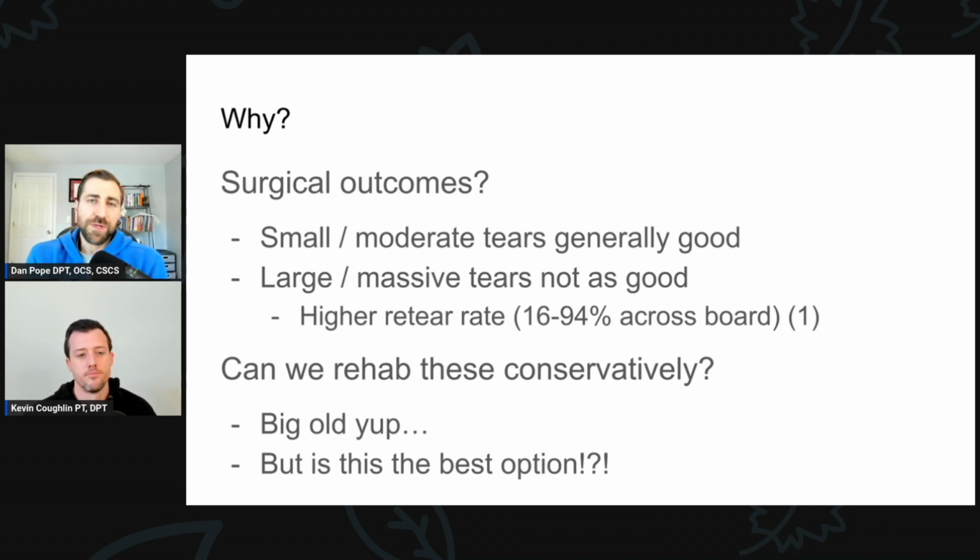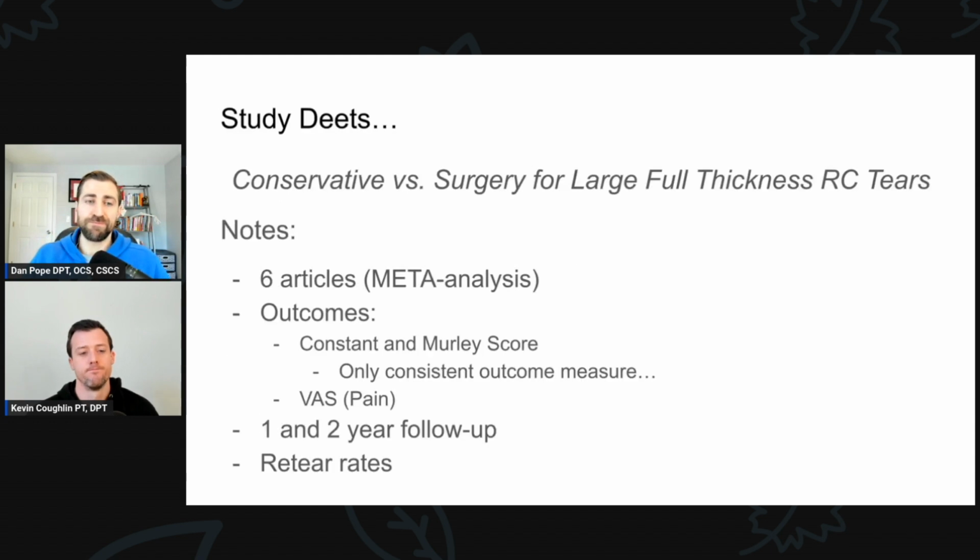So the question becomes, can we rehab these conservatively? And after that, should we? And I think the answer to that is a big old yup. From rotator cuff tendinopathy, so let's say you have no tear, you just have some tendinosis, tendinopathy, up to partials, to full thickness, to massive, to fully retracted, we know that physical therapy works for all of those tears, right? But I think, like we were just talking about, is this the best long-term outcome for our patients, right? 5, 10, 15 years down the line, should we have had a rotator cuff repair? So we look to studies like this one and try to figure that out, right?